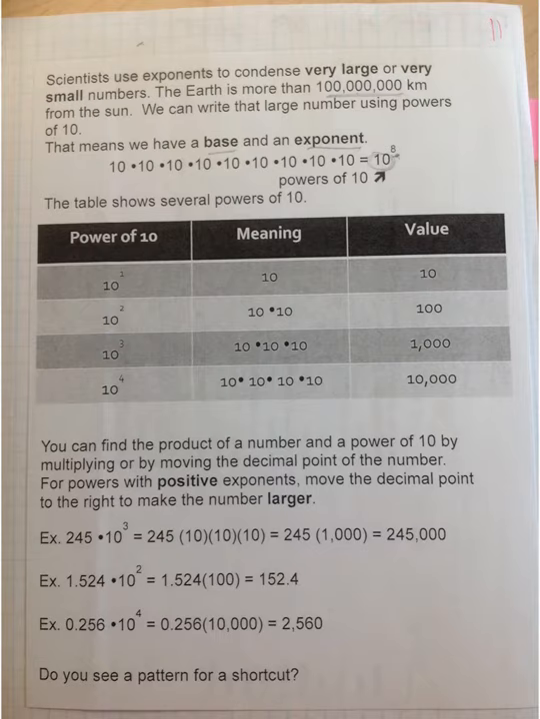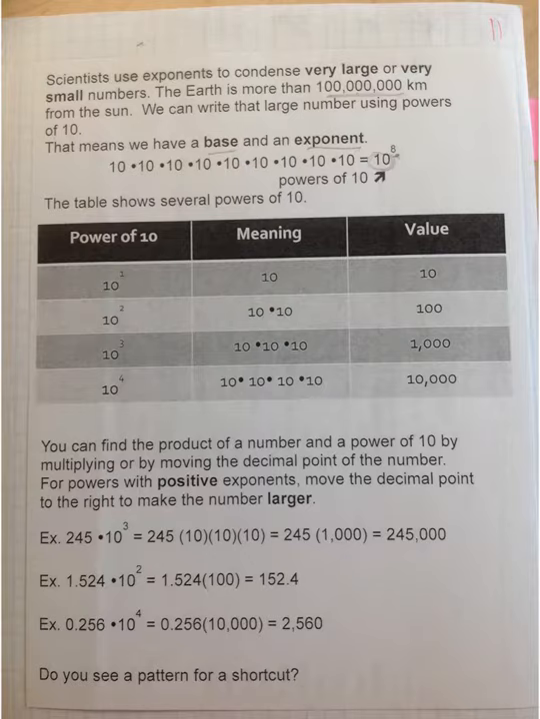This is our lesson on scientific notation, but we're going to start off with exponents. Scientists use exponents to condense very large or very small numbers. So we've got the Earth is more than 100 million kilometers from the sun. We can write that large number using powers of 10. Remember, we talked about this with exponents. That means we have a base and an exponent.